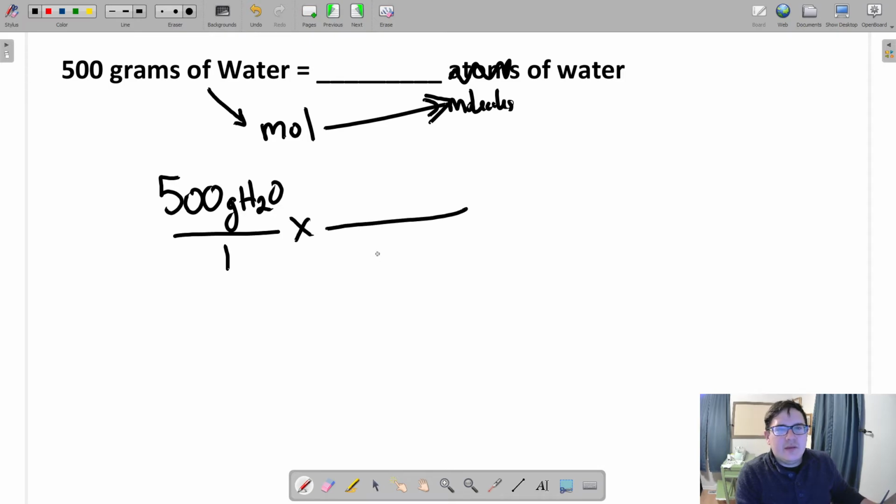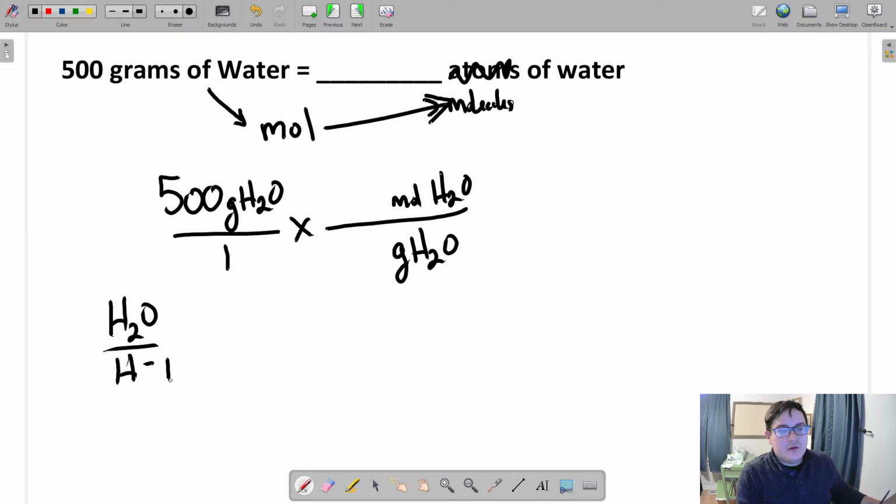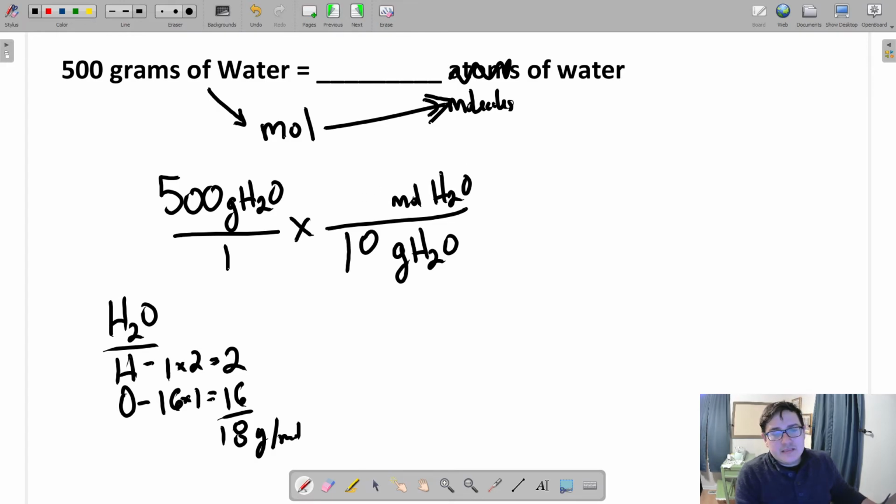How do I go from grams to moles? Well, grams of H2O to moles of H2O, that's using the molecular mass. So H2O down here, hydrogen's going to be 1, and there's 2 of them, which gives us a mass of 2. Oxygen is 16, and there's 1 of them. So we get 18 grams per mole. So 18 grams per 1 mole.